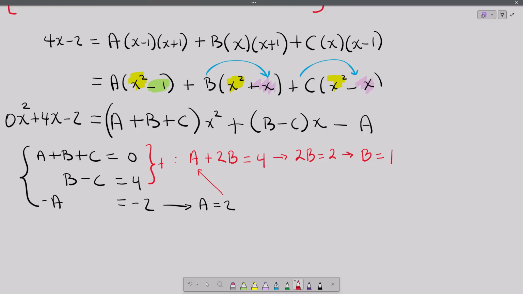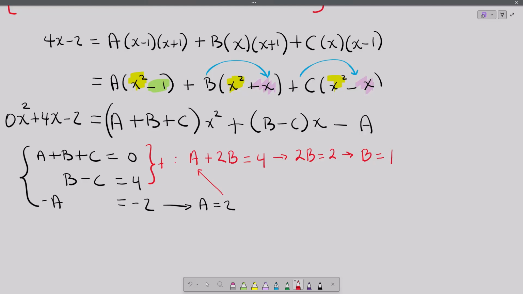Everyone tracking on that? So if we add the top two equations, we get a plus 0, which is a, b plus b, which is 2b, c plus negative c is 0. 0 plus 4 is 4. Plug in the 2 for a, subtract it to the right, divide by 2.